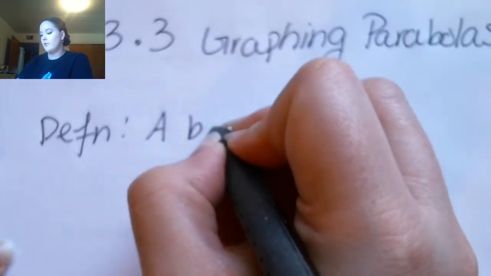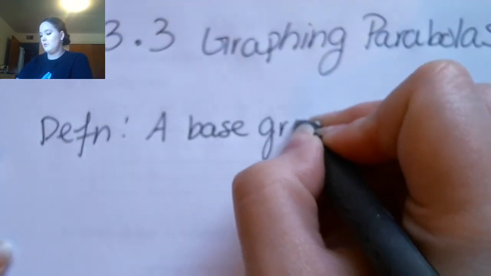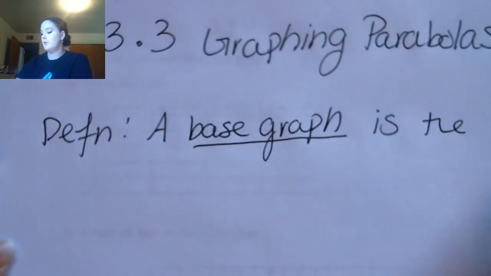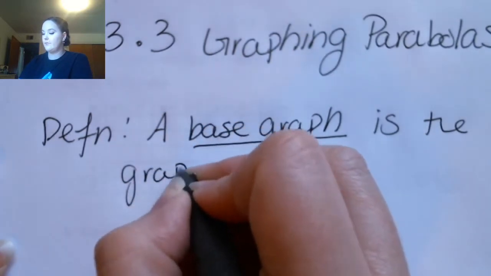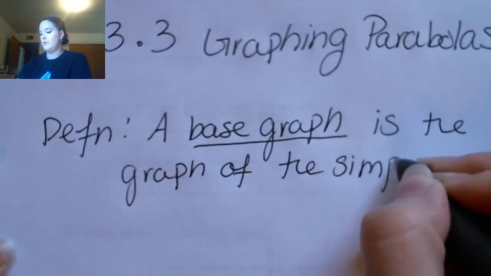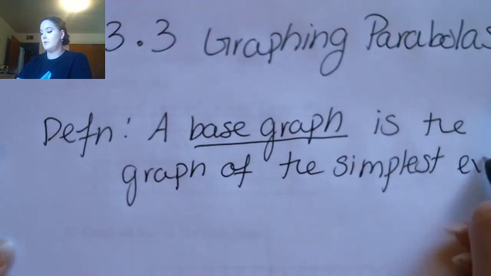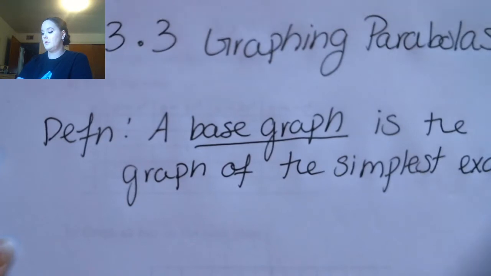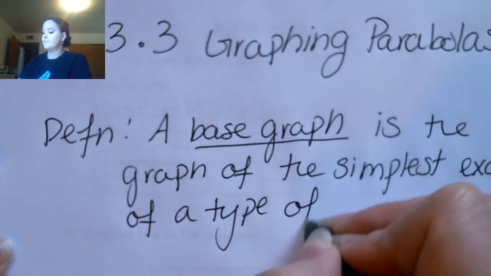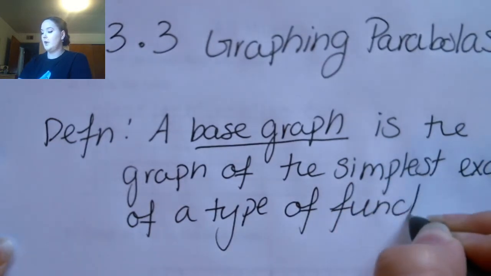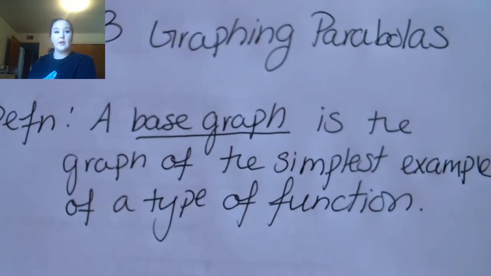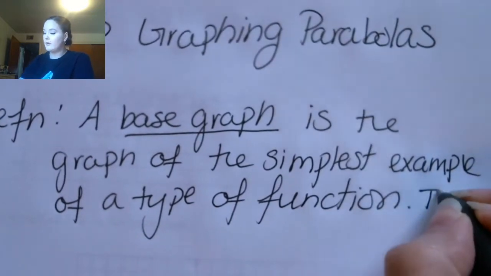So a base graph is the graph of the simplest example of a type of function. The point of a base graph is that it will give the shape of the graph.